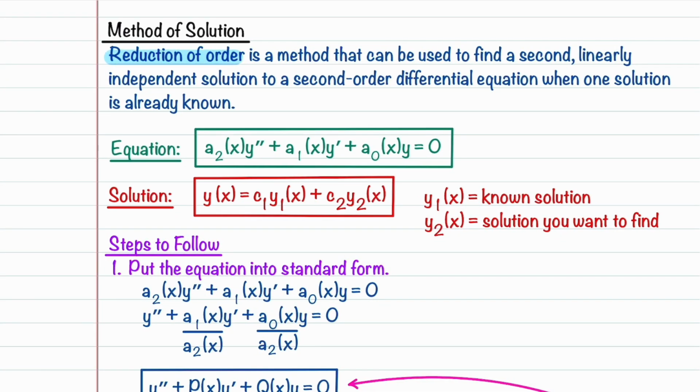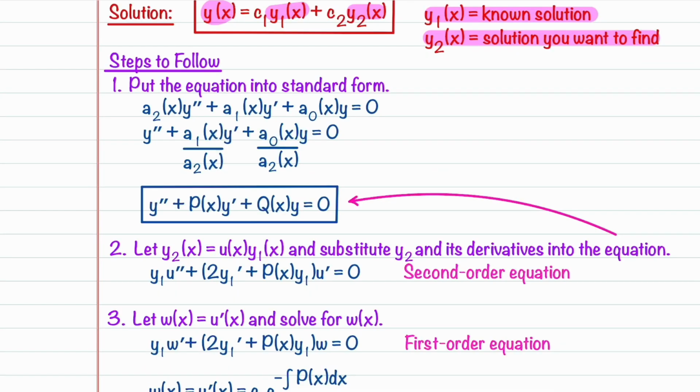Reduction of order is a method used to find a second linearly independent solution to a differential equation that looks like this when one solution is already known. Y is the solution to this equation that I've highlighted in green, and it contains two linearly independent solutions, y1 and y2. We're going to assume that y1 is the known solution and y2 is the solution that we want to find.